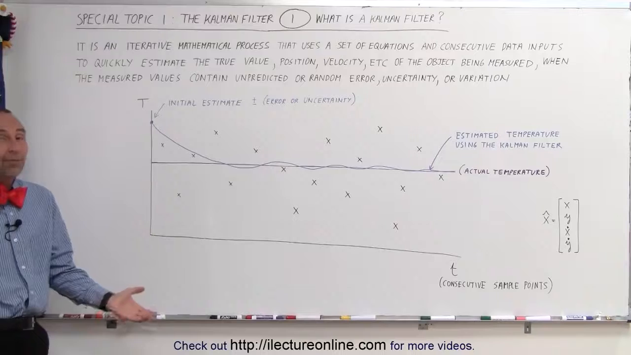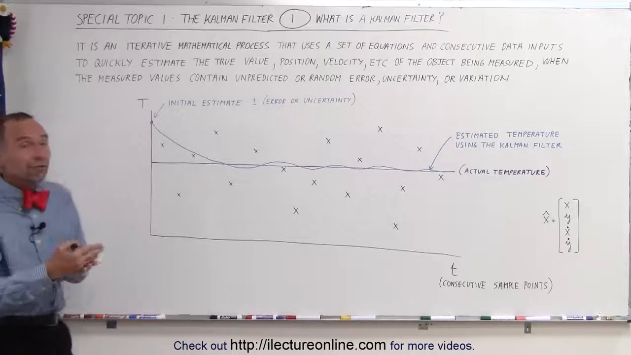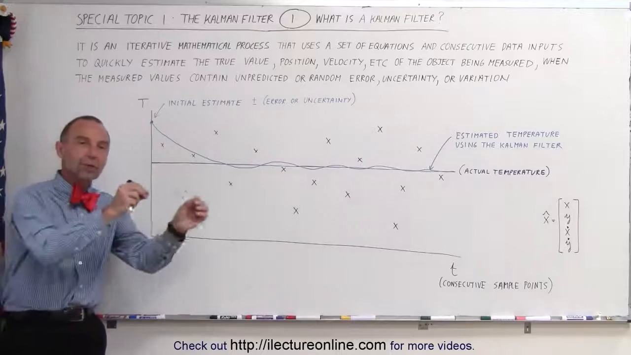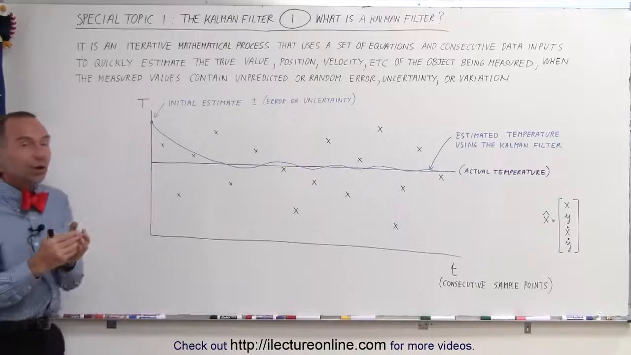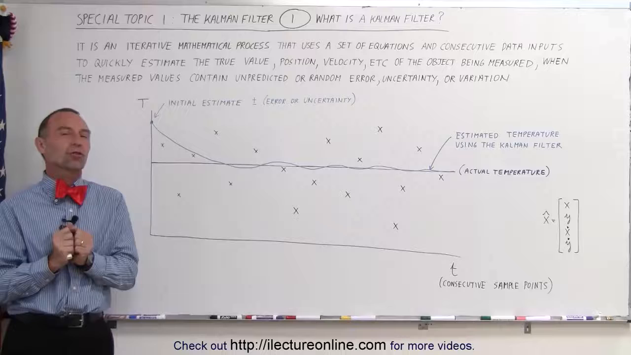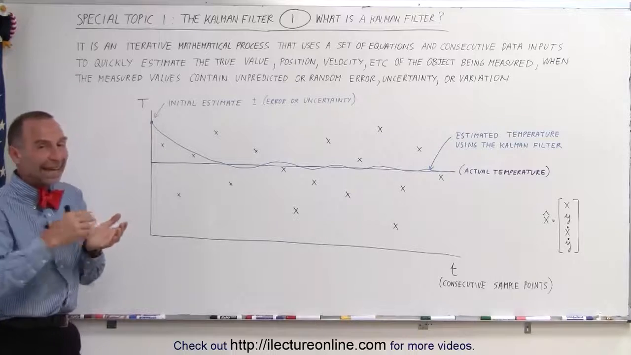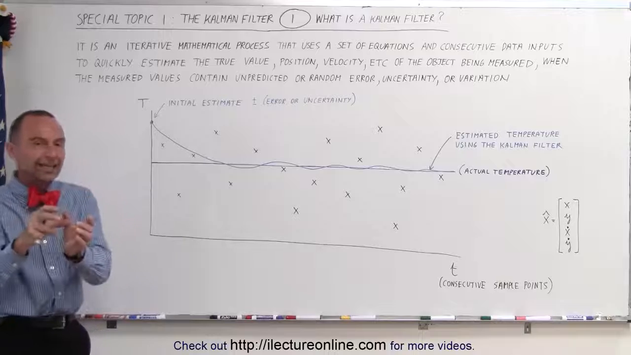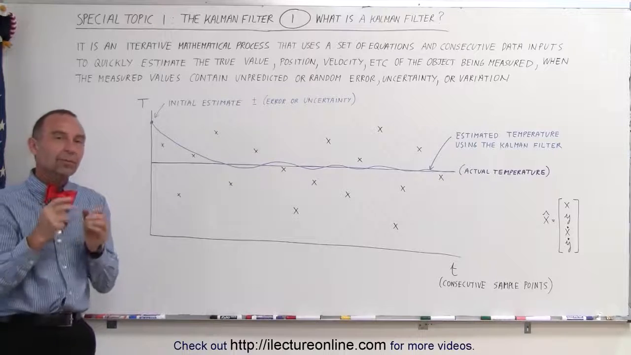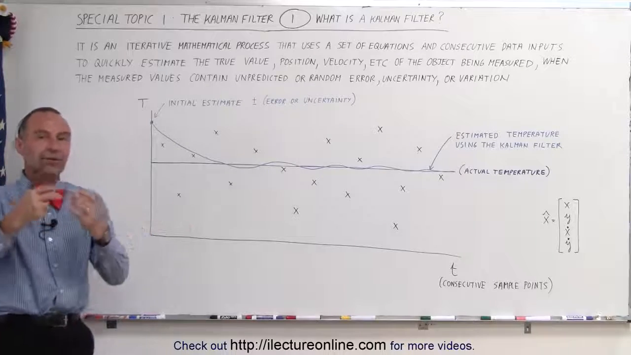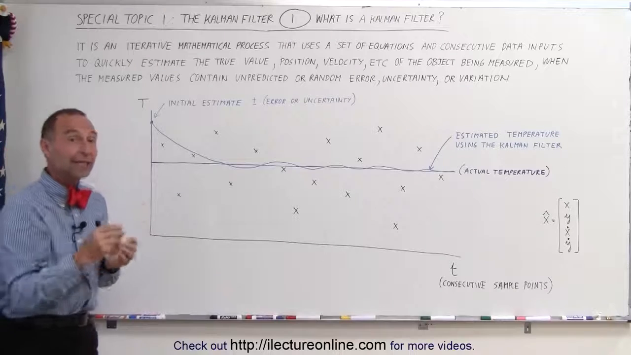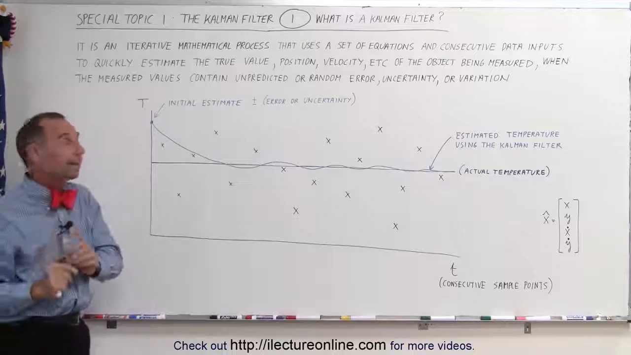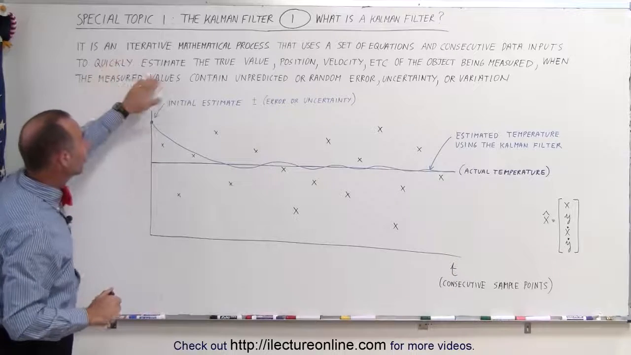So what is a Kalman filter? Well, it is an iterative mathematical process. You follow a set of iterations. It's a mathematical process that uses a set of equations and consecutive data input. So we get a data input, we use the equation, we calculate the new estimate, we get another data input, we calculate the new estimate, we get another data input, we calculate the new estimate again. It's an iterative process.